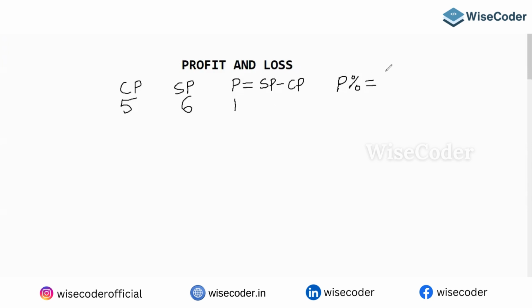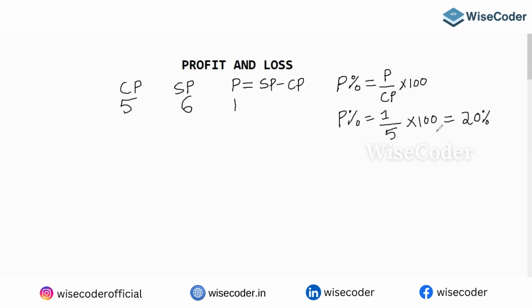You should know the profit percentage formula. What is that? Profit by cost price, into 100. Again, profit is what we are comparing, and to whom are we comparing it? With cost price. So the profit percentage is equal to profit, which is 1, over cost price, which is 5, into 100. So 1 by 5 is 20 percent.